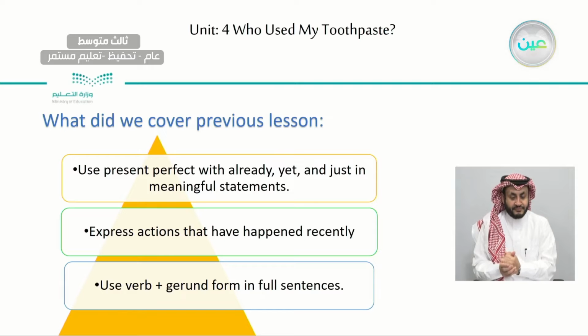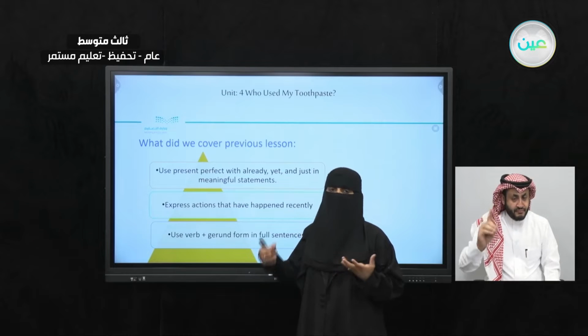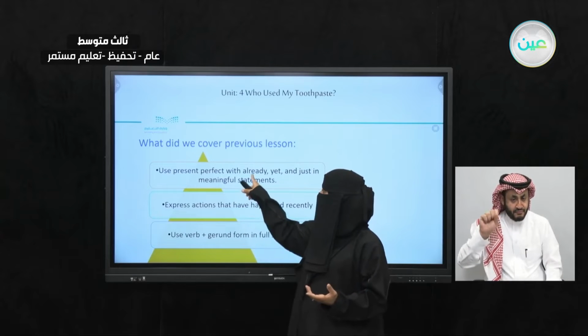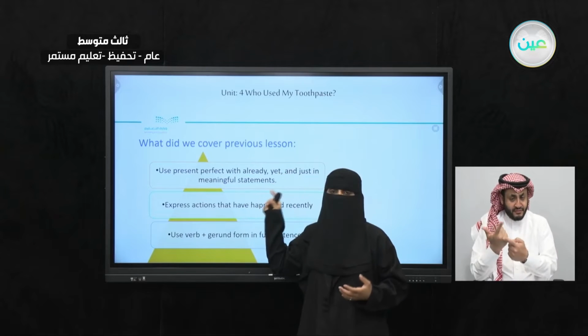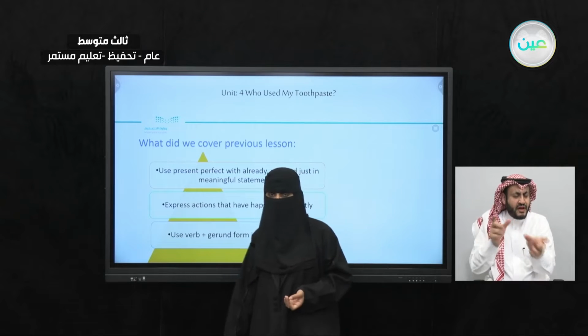And also, we expressed actions that have happened in the past. We also learned how to use present perfect with already, yet, and just. The present perfect we already covered. How do we form it before? But here the difference is using already, yet, and just. And we learned the difference between the uses of these words, okay?